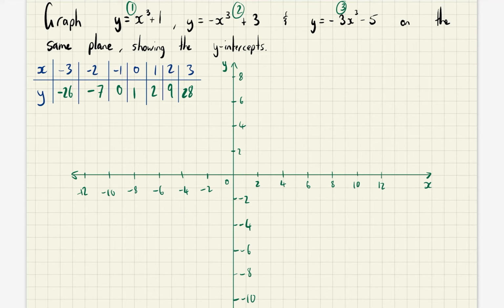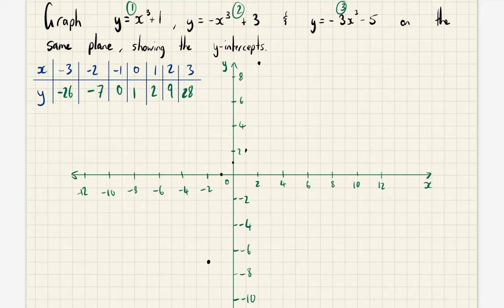So I'm going to plot the points that will fit on my graph. So -3 won't. -2 and -7, that will. So I'll have a dot there. -1 and 0, so that's there. 0 and 1's there. 1 and 2 is there. 2 and 9 is there.